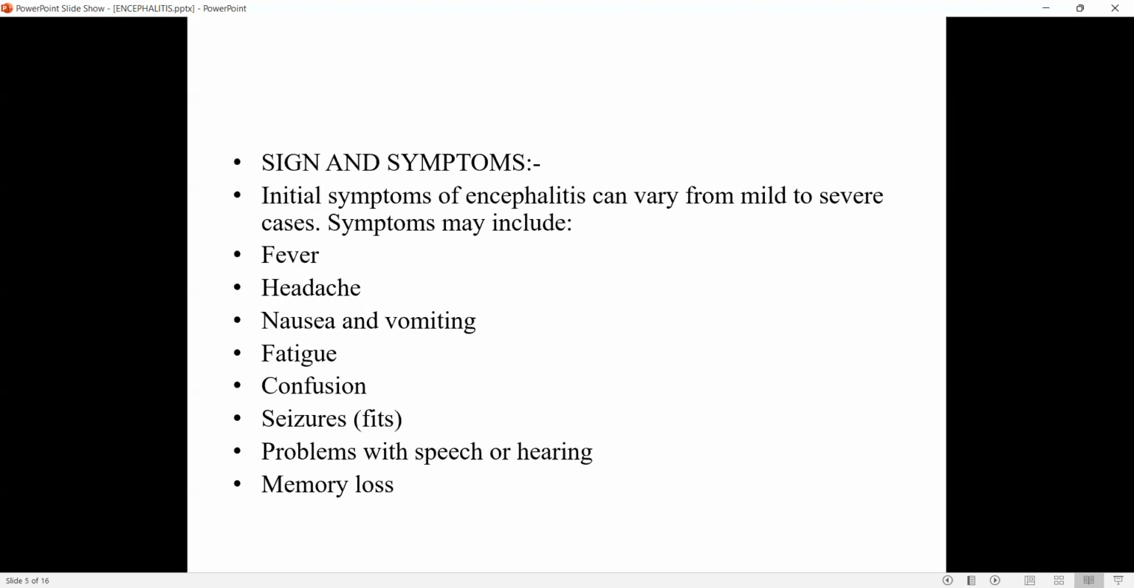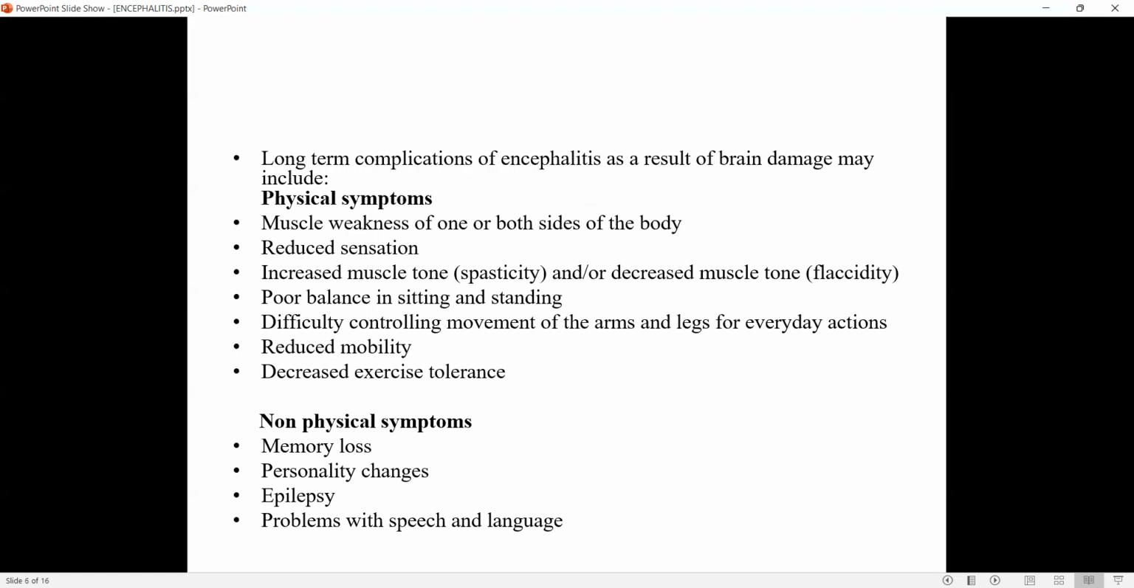Signs and symptoms. Initial symptoms of encephalitis can vary from mild to severe cases. Symptoms may include fever, headache, nausea and vomiting, fatigue, confusion, seizures, that means fits, problems with speech or hearing, memory loss. These are all the signs and symptoms.